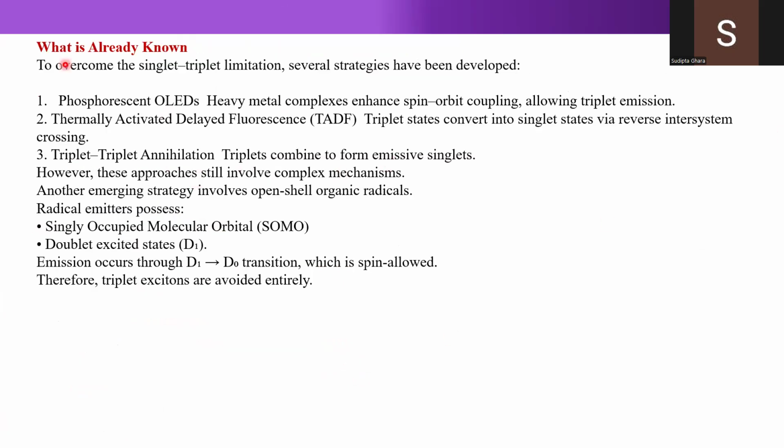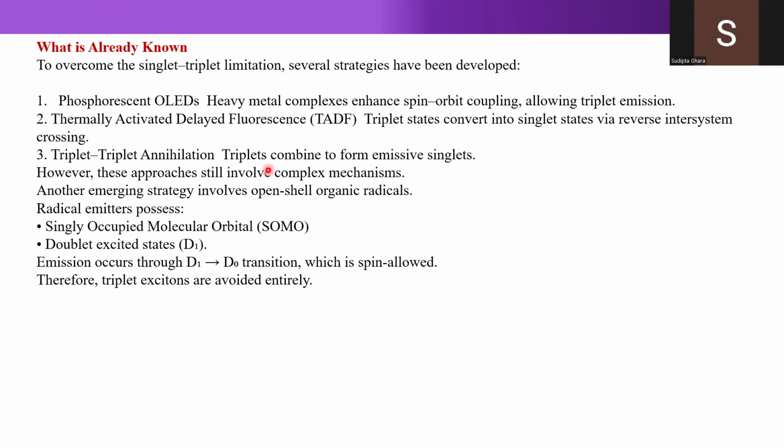Now, what is already known. The known approach is to overcome the singlet-triplet problem, which is the main issue for closed-shell materials like TADF, fluorescence, phosphorescence, or inverted TADF. Several strategies have been developed, like phosphorescence via heavy metal incorporation, which enhances the spin-orbit coupling, and ultimately we get population of the triplet excited state, and we get phosphorescence emission.